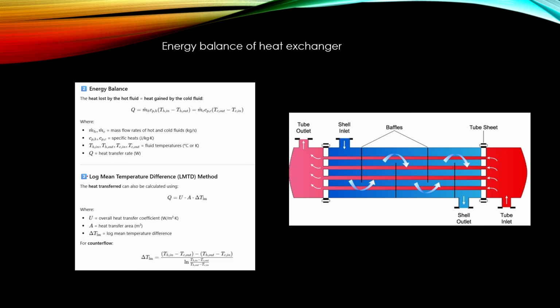When we calculate this kind of heat exchangers, we typically use so-called log mean temperature difference method. Then this heat transfer rate is overall heat transfer coefficient times the surface area times this log mean temperature difference. And here we see an example how we calculate this log mean temperature difference for counterflow case, like shown in this picture on the right.